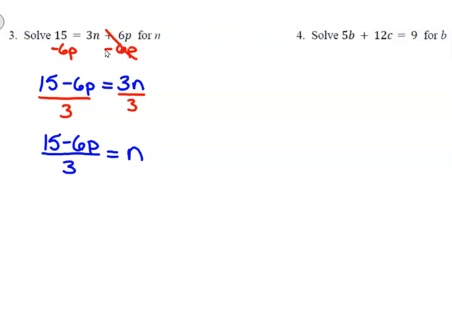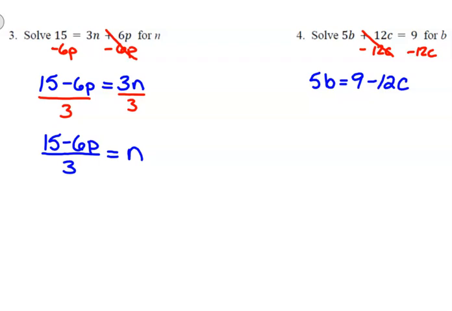I'd like you to try number 4. Hit pause on the video and try number 4 on your own. So hopefully you've tried number 4 on your own. It asks you to solve your equation for the letter B. Again, think opposite operations. If it's a plus 12c, the opposite is minus 12c. So that means I'm going to have an equation that says 5b equals 9 minus 12c.